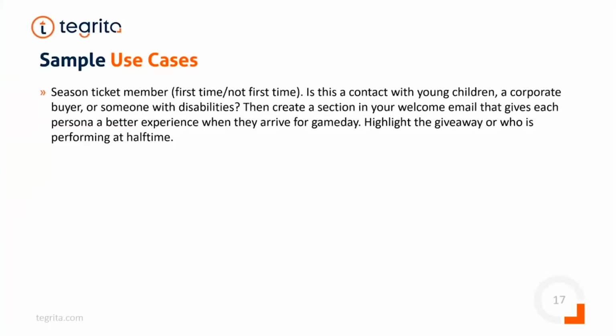But just some other groups that I thought of as I was putting this together. Families with young children versus like a corporate buyer who has a box or something like that, or people with disabilities who need to know about the accessibility of the stadium. So those are all great ways to kind of slice and dice things. Those would all turn into rule sets in your dynamic content. So then, if you're sending out a welcome email at the beginning of the season, you could have a piece of dynamic content that just automatically flips between those groups and shows them a little piece of content.